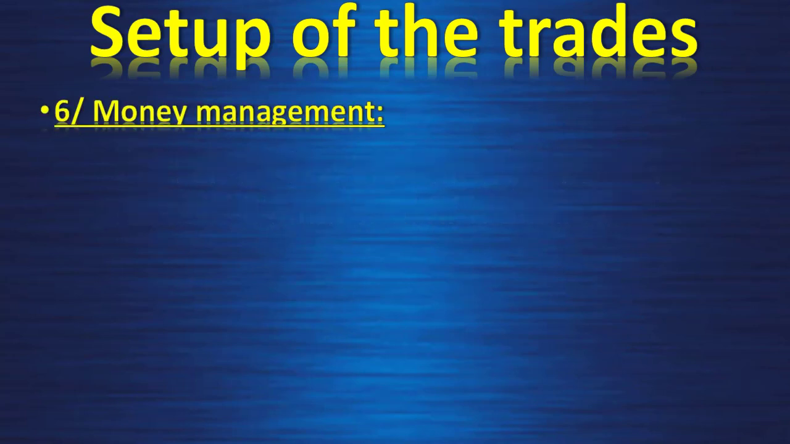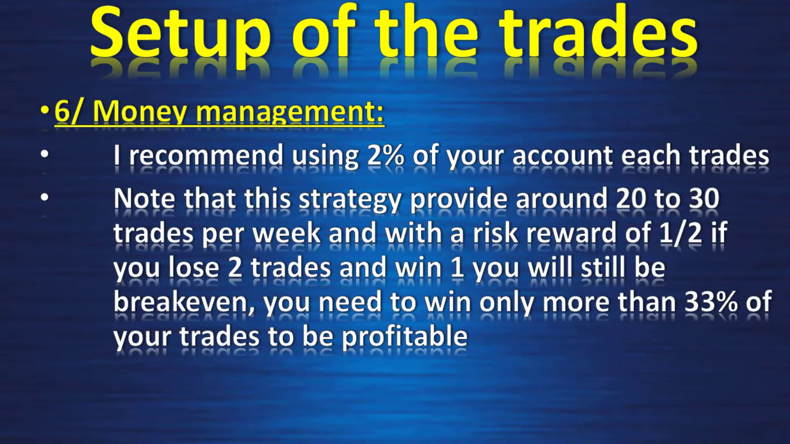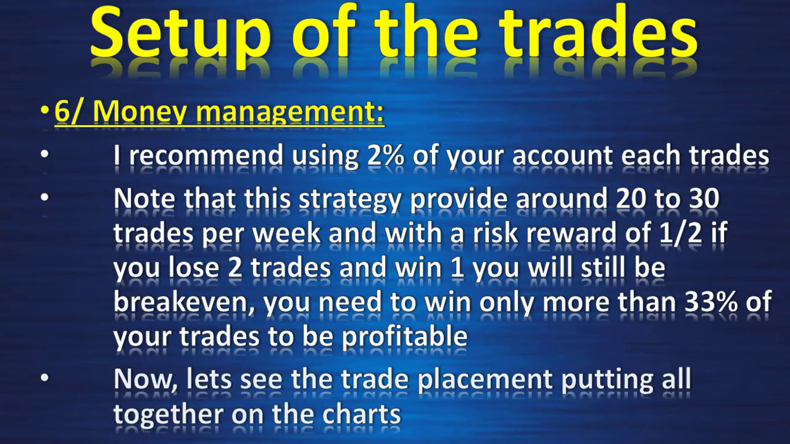6. Money management. I recommend using 2% of your account each trade. Note that this strategy provides around 20 to 30 trades per week, and with a risk reward of 1 to 2, if you lose 2 trades and win 1, you will still be break even. You need to win only 33% of all your trades to be profitable. Now let's see the trade placement putting it all together on the chart.